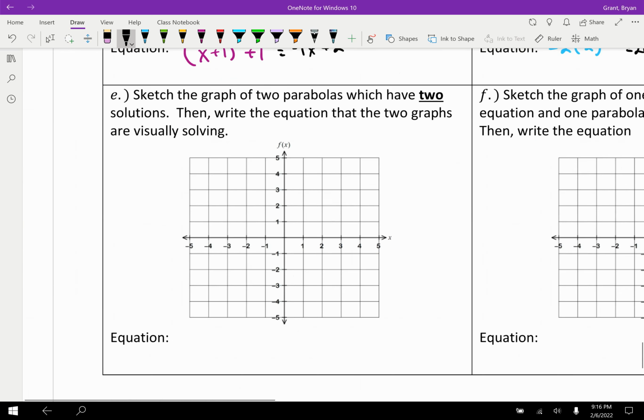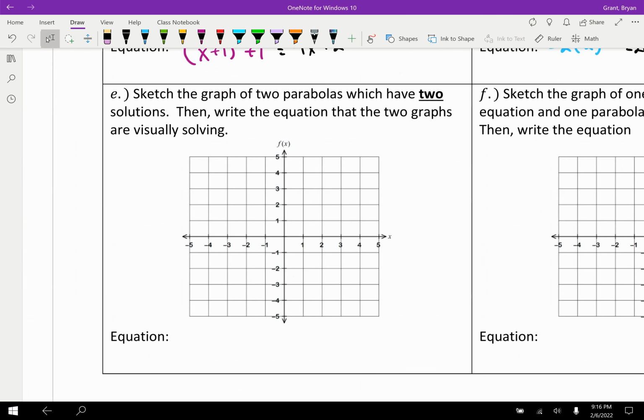2 to go. Sketch the graph of two parabolas which have two solutions. Oh, this one could be a little bit trickier, but I have an idea or two. Let's go ahead and start with one parabola that starts at this 2 and goes up 1 over 1, like so. This is going to give me a parabola like so, and an equation of x minus 2 squared plus 0, which I'll leave off, 2 comma 0.